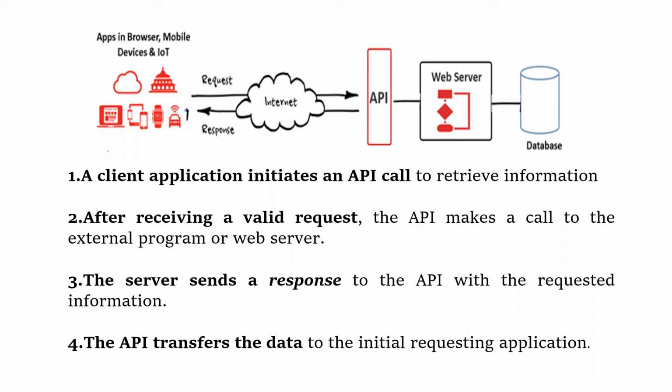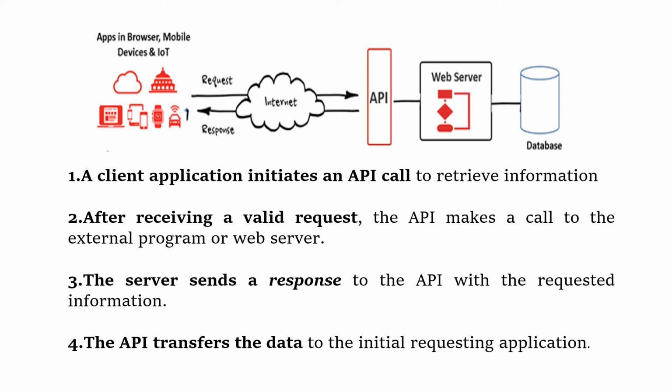First, the client application, that is the apps in mobile devices or browser, initiates an API call to retrieve the information from the other piece of software or web. After receiving a valid request, the API makes a call to the external program or web server. This web server in turn fetches the requested information, and then the server sends the response to the API with the requested information. Then the API transfers the data to the initial requesting application.